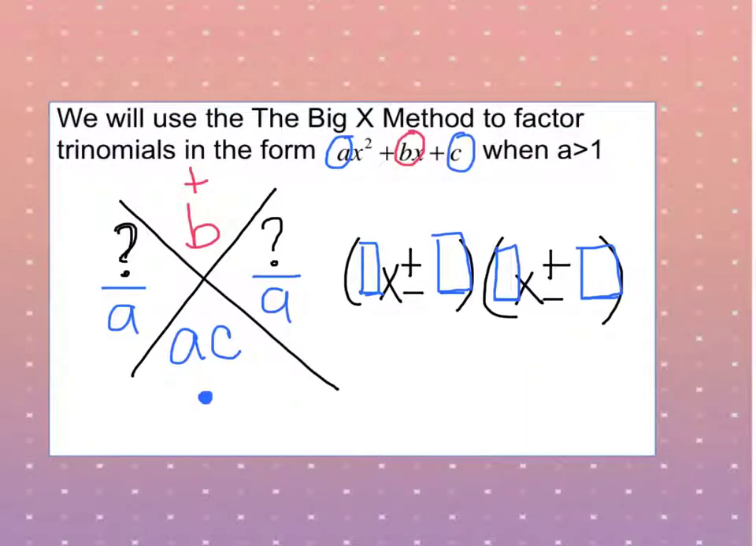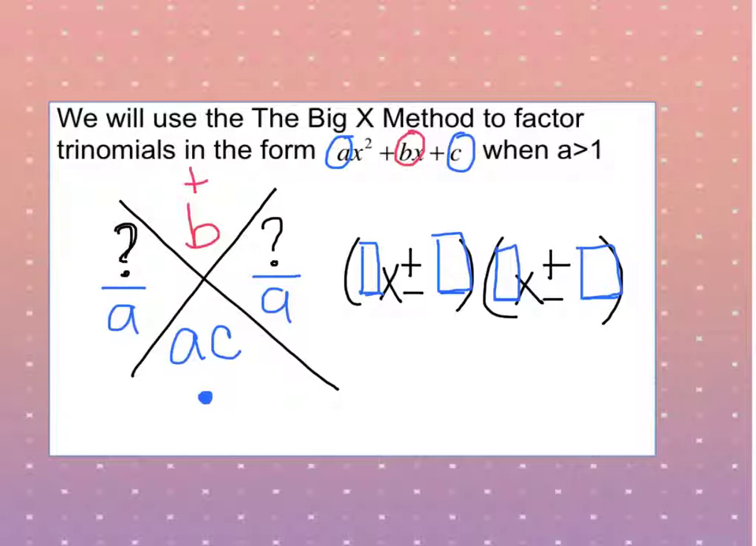So here's an outline of how we can use the big X method to factor trinomials in this form, ax squared plus bx plus c, when a is greater than 1. Remember, when a equals 1, the a term is not there, but when it's greater than 1, you'll see the number in front of the x squared. Up top, you're going to have what we add to, and that's going to be the b term, the middle term. It's always the coefficient in front of the x term. This is the same exact thing as we do for the x method.